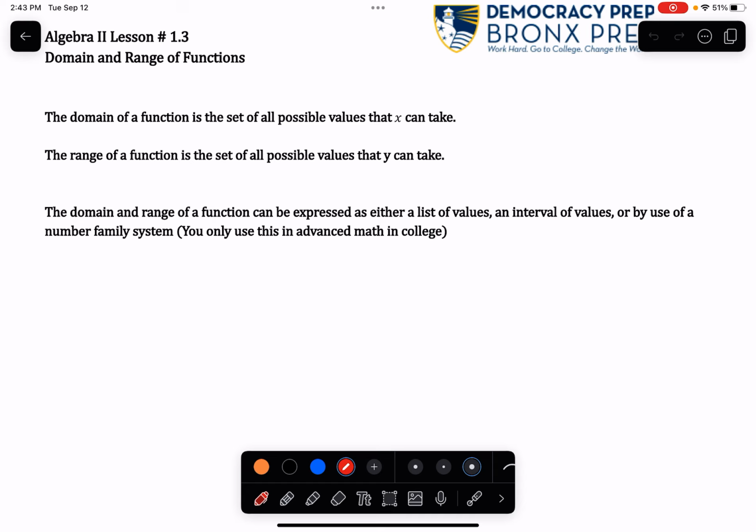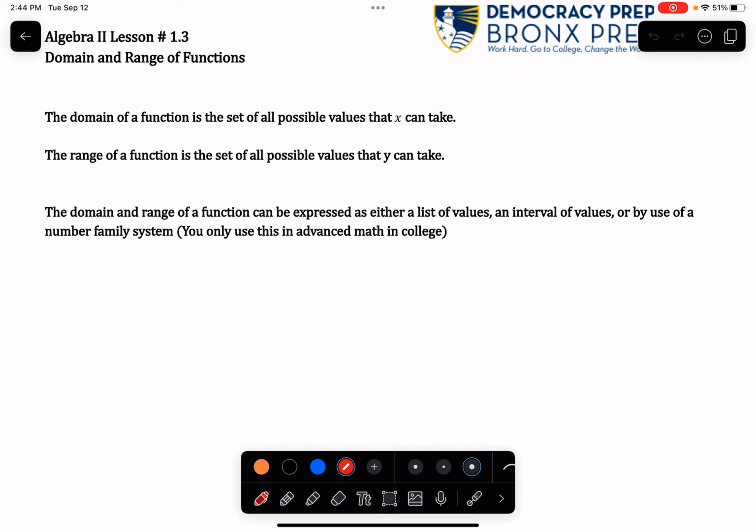This is going to be for lesson 1.3, which is about domain and range of functions. This lesson is really more about how to write the domain and range of a function based on what kind of function you're looking at and how that function is given to you. So we're just going to start with the basic vocab of domain and range. We already talked about this in 1.1.